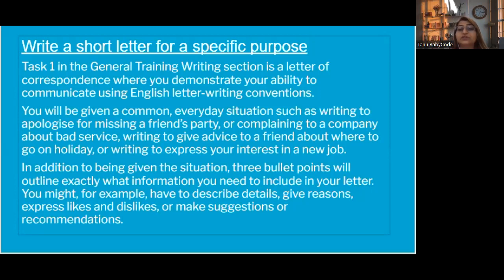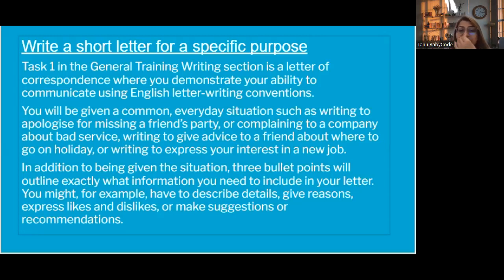You will be provided with common everyday situations, such as writing a letter apologizing to your friend for a party you missed out, complaining about bad services, or writing a letter to give advice to your friend who is going on a holiday. Or it can be about writing to express your interest in a new job. You want to apply for a new job and then you're writing a letter. So these are all common everyday situations. There will never be a chance that you will get a situation you won't be able to write a letter about. They will always give you a common situation.